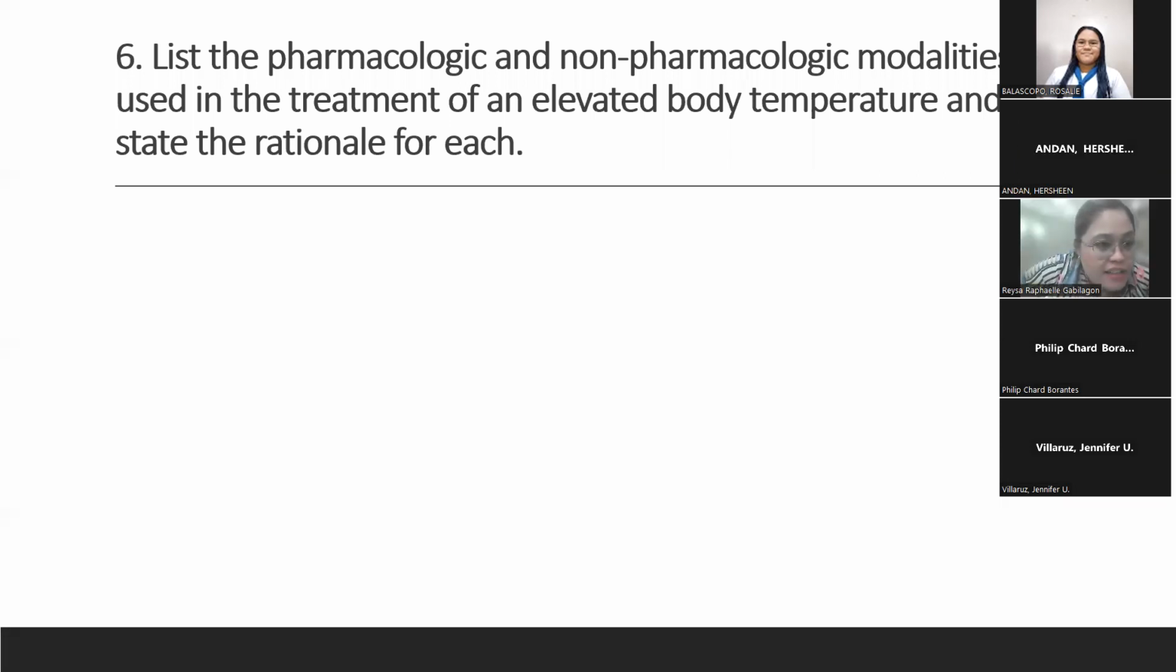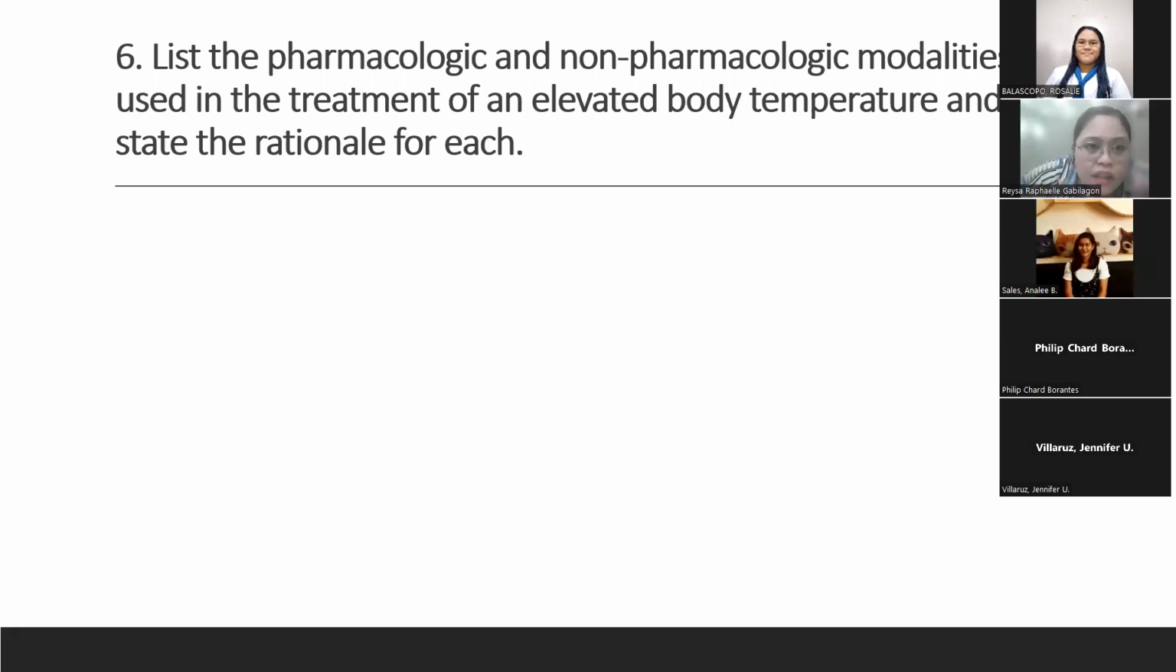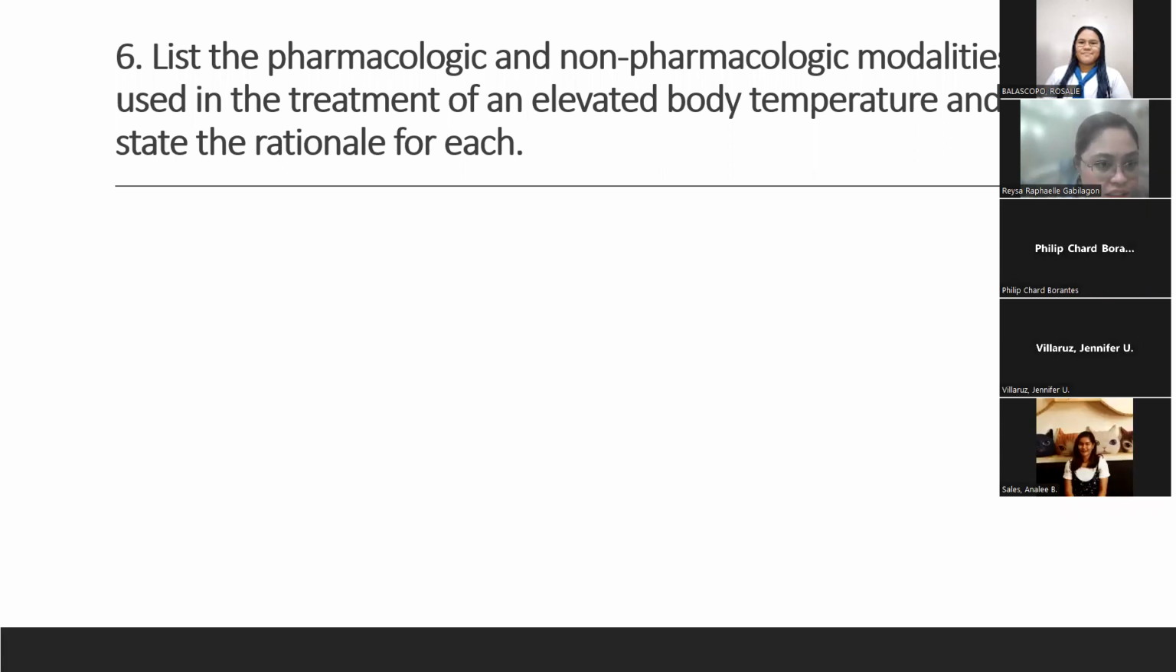Sige, give me one. Yes, Rosalie. Give me one, either pharmacologic or non-pharmacologic modality. Non-pharmacologic ako, ma'am, hydration. Mag-drink og water, ma'am, kay ang dehydration naga-cause siya fever kay nag-loss kag fluid. So kailangan mo mag-drink og plenty of water para ma-reduce gud ang fever, ma'am. Okay, sige, that is correct.